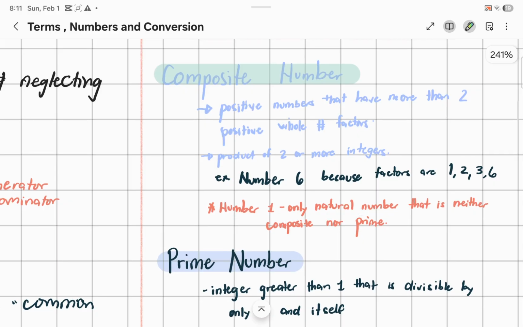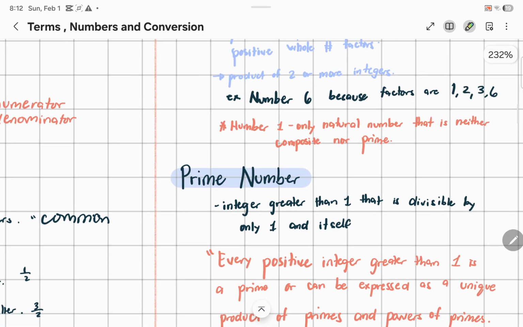Next, we have composite number. Positive numbers that have more than 2 positive whole number factors. So for example, the number 6, its factors are, of course, 6 times 1 is equal to 6. 3 times 2 is also equal to 6. Therefore, these are the factors. How many factors are there? We have 1, 2, 3, 4. Therefore, the number 6 is a composite number.